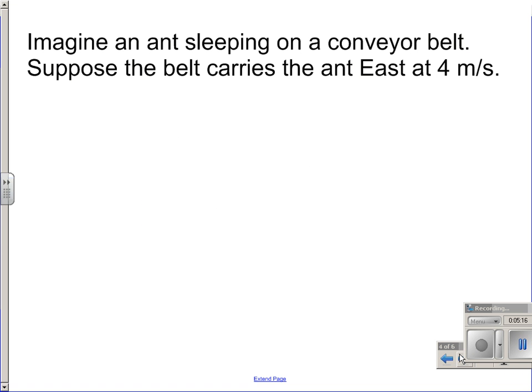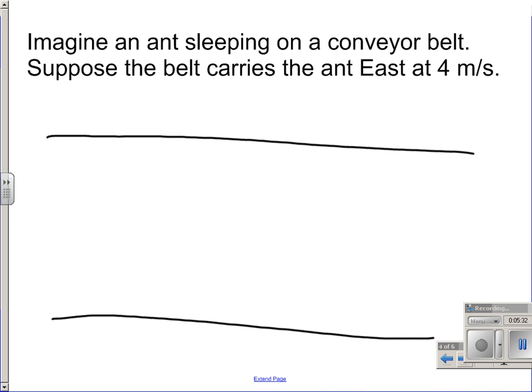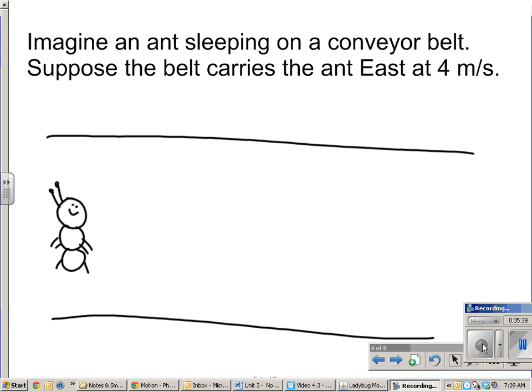So now let's imagine an ant sleeping on a conveyor belt. All right? And it says, suppose the belt carries the ant east at 4 meters per second. So what you've got here is a conveyor belt, and sitting on the conveyor belt is the ant. All right, so there's our ant who is sleeping on the conveyor belt. He doesn't look like he's sleeping. Deal with it. He's just hanging out. He's not moving, except that he's on this conveyor belt, and the conveyor belt is going this way.